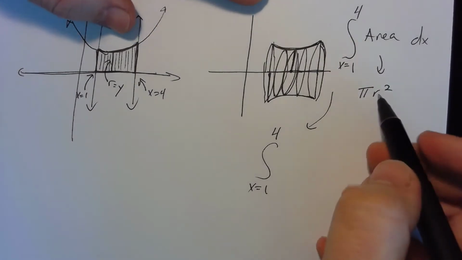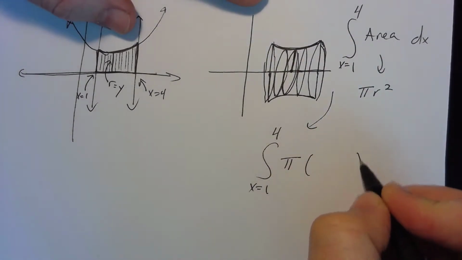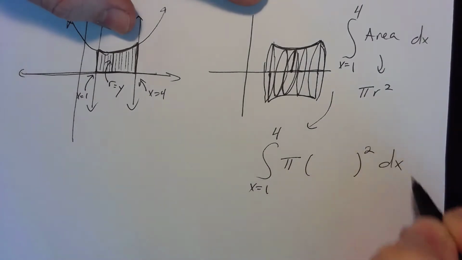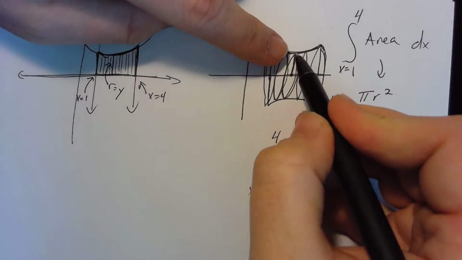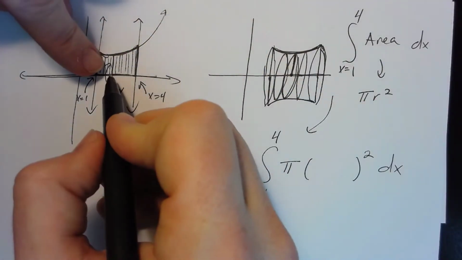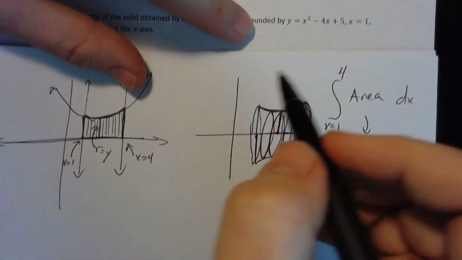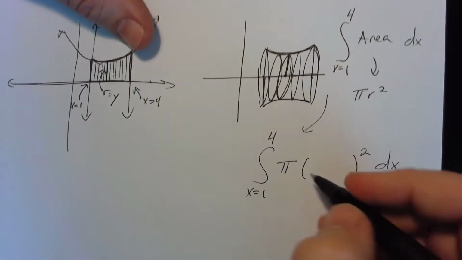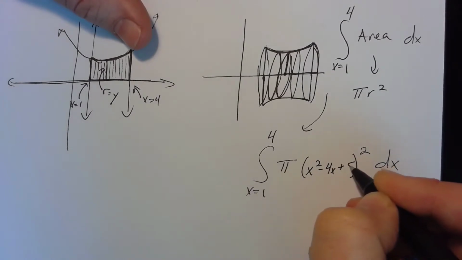The area formula for these cross sections is going to be pi r squared with respect to x. But remember, our r is simply the distance from the x-axis to that function. The distance from the x-axis to that function is y that correlates with this quadratic. So my r is simply x squared minus 4x plus 5.